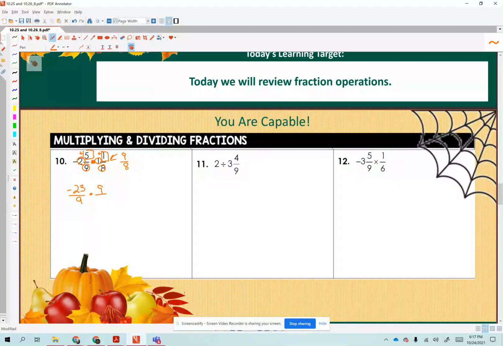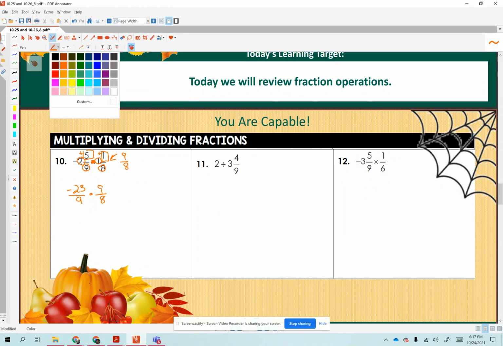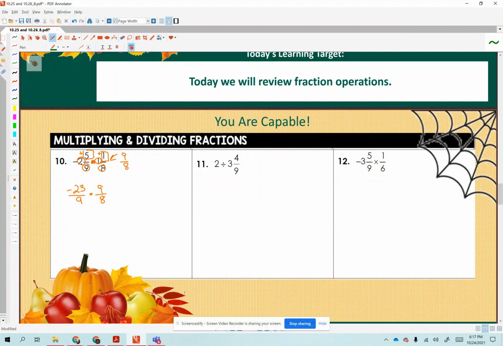So we'll just write that down here. However, when we look at that, we see we have an opportunity to simplify this. We can divide these diagonal 9s by 9, and they will each equal 1. So now when we multiply across, we have negative 23 times 1 is negative 23. 1 times 8 is 8. And we will divide 23 by 8. And I know that 8 times 2 is 16, which would give me 7/8 left over for a final answer of negative 2 7/8.